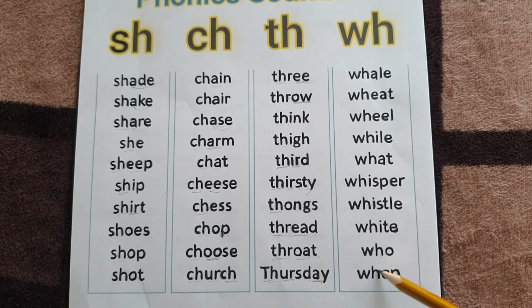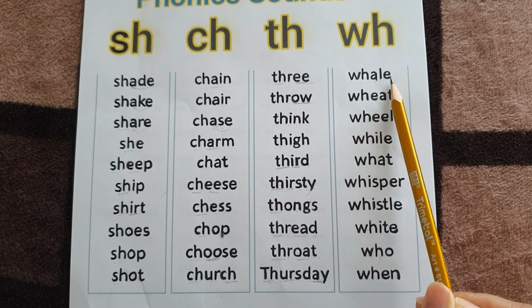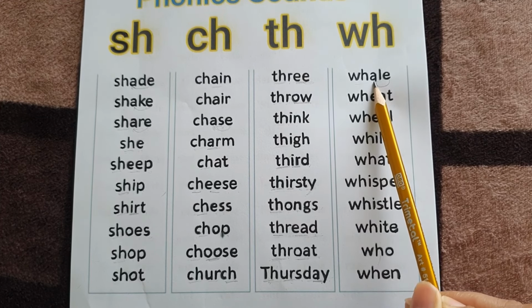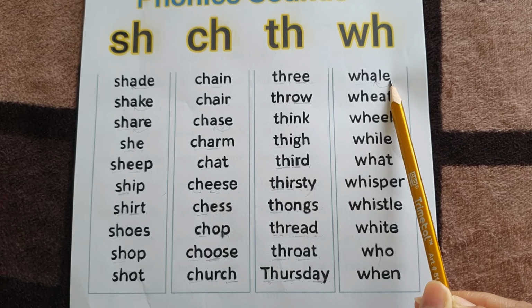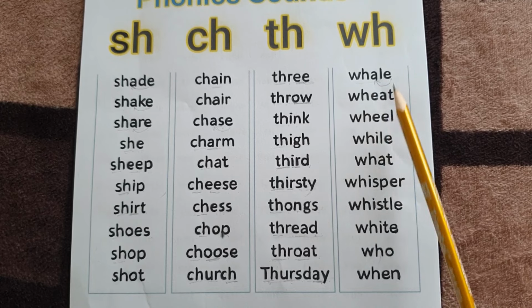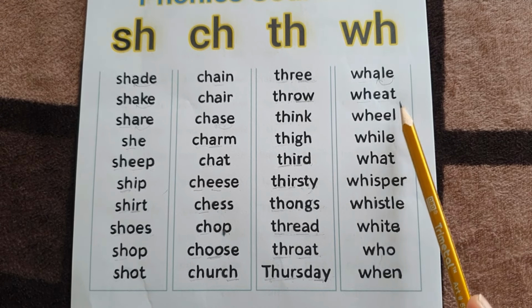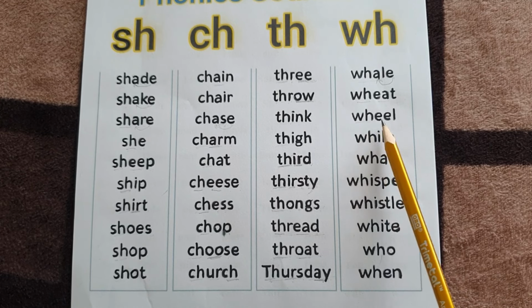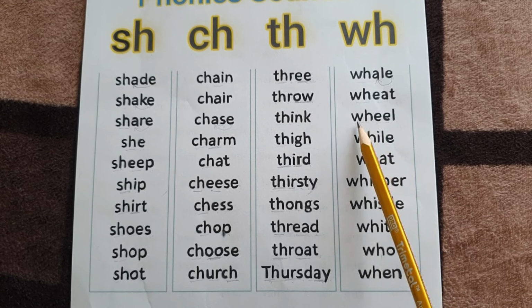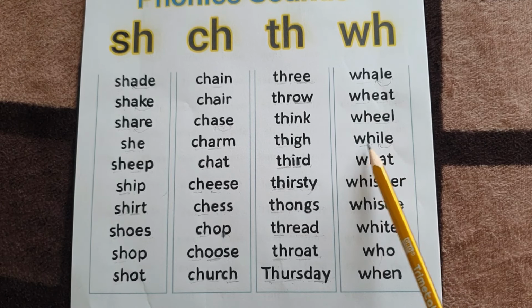Let's look at its examples. Wh, a, l, whale. Because this magic e changes the vowel to say its name, and this e is silent. Wh, a, l, whale. Wh, ea, t, wheat. Wh, ee, l, wheel. Here is magic e. Wh, i, l, while.